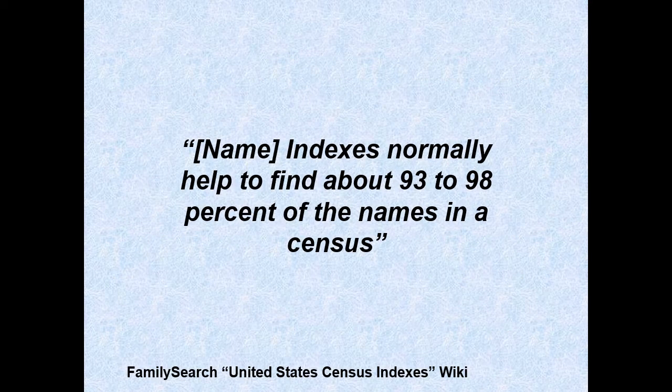Now, I found this statistic on FamilySearch that name indexes normally help to find about 93 to 98% of the names in a census. But I don't think anybody expects that we will have that high an accuracy rate for a preliminary computer-driven name index.